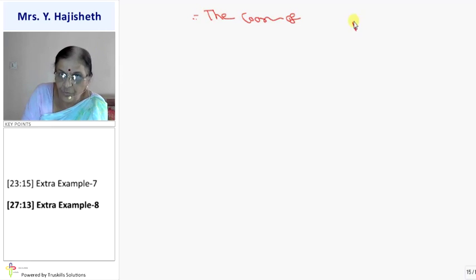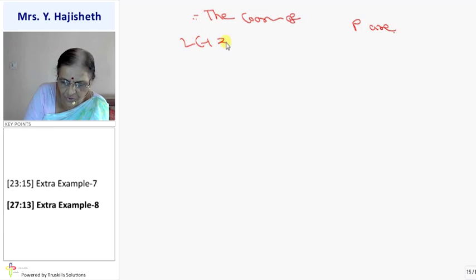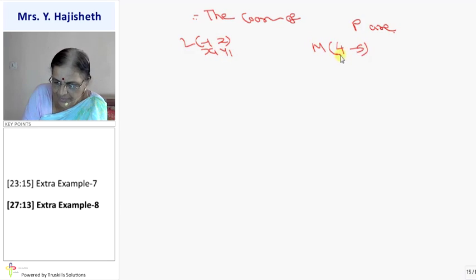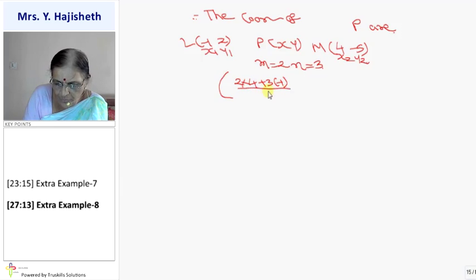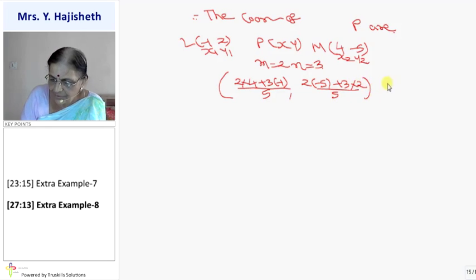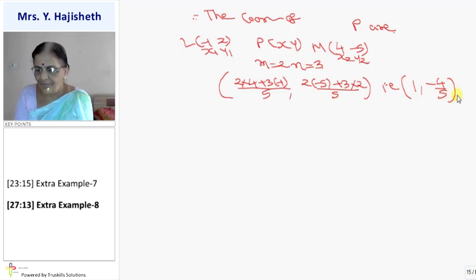So now, therefore, the coordinates of point P are, what will come? See, L I will take as (-1, 2), I will take this as x1, y1. M I will take as (4, -5), I will take this as x2, y2. And P I will take as (x, y). M I will take as 2 and N I will take as 3. So what are my coordinates? (2 into 4 plus 3 into -1), that is (mx2 plus nx1) upon (m plus n), and (my2 plus ny1) upon (m plus n). So my coordinates will come as 1, -4 by 5. Right? Clear?